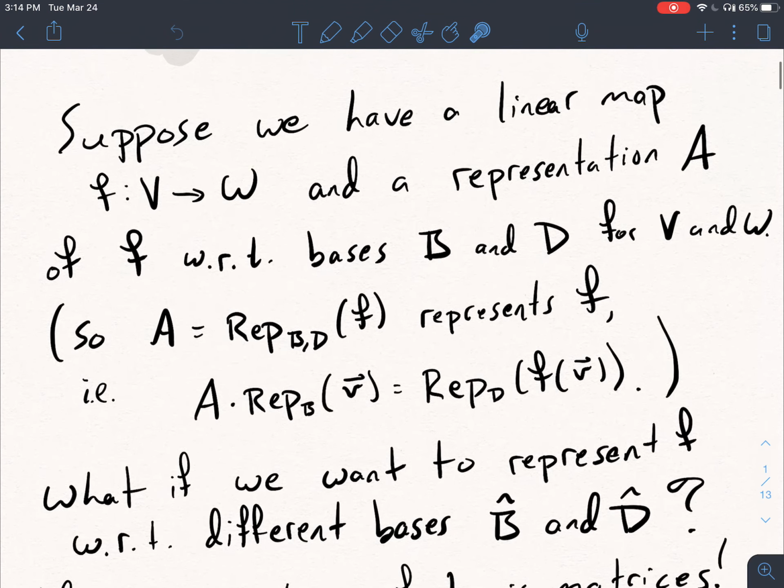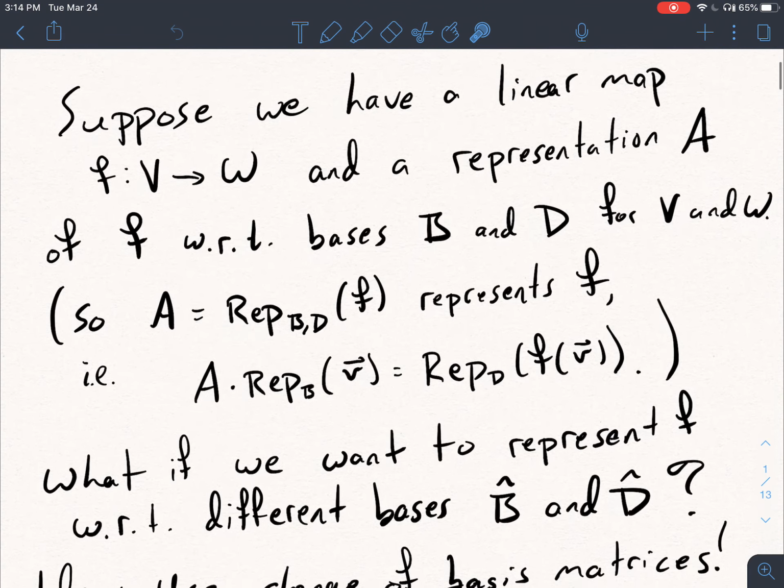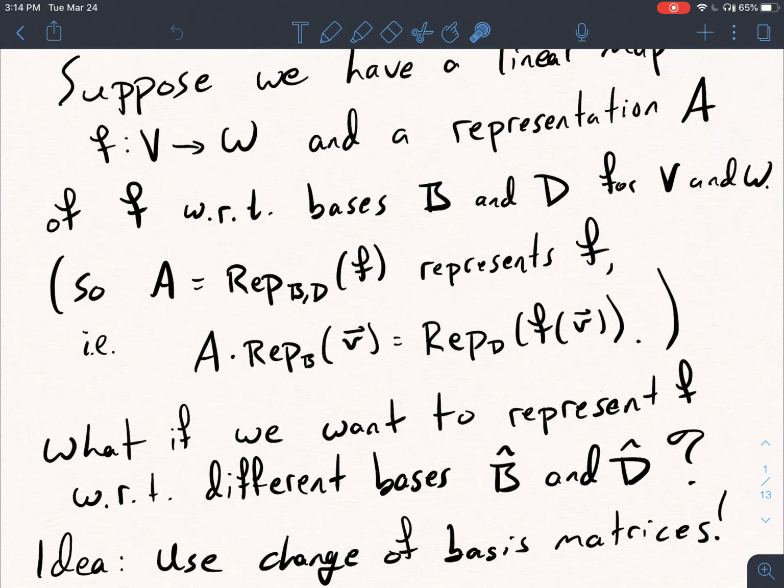Great. So, like I said, today's question is, what if we want to represent f with respect to different bases, which we'll call B hat and D hat? And again, we will use change of basis matrices to do this. So just some foreshadowing to let you know what's going to happen.